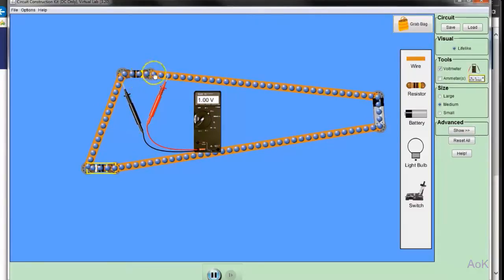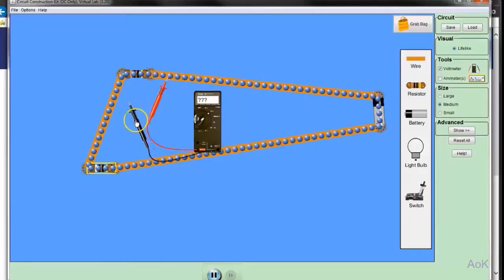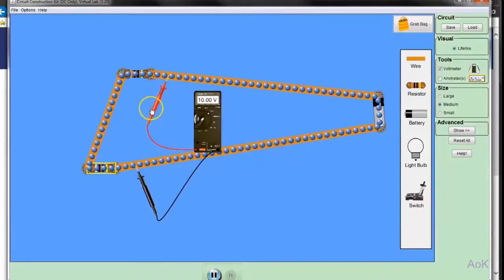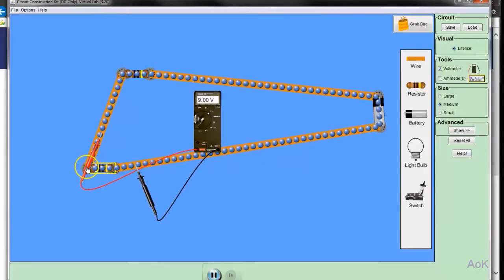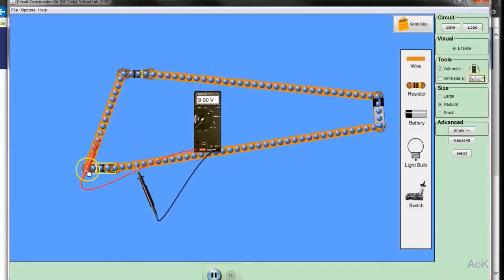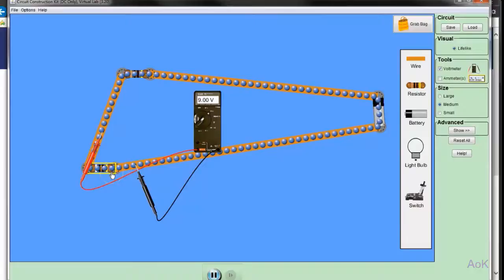The voltage drop across this resistor is 1. The voltage drop across this resistor is 9. These values make sense because this resistor is 9 times as large as that resistor.